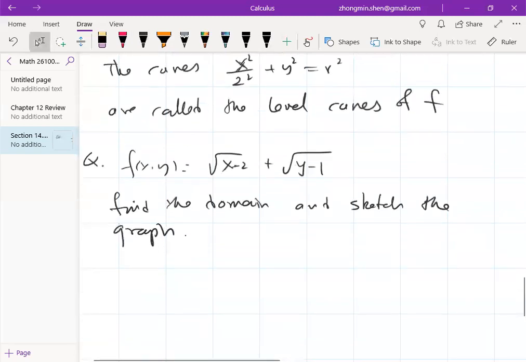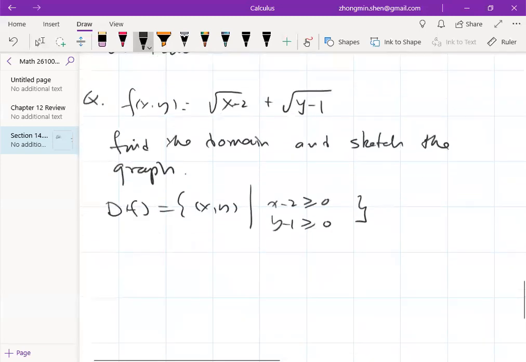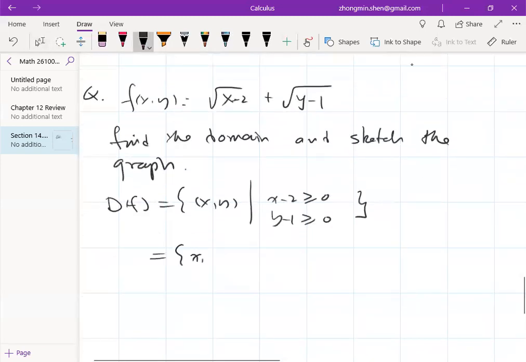You can use a graphing calculator to check your work, but it's not allowed for quizzes and tests. Okay. So first of all, you have to find the domain, right? The domain of f is going to be a set of x and y. First of all, x minus 2 cannot be negative, and y minus 1 cannot be negative. So you solve these two inequalities, and you will get x greater than or equal to 2, y greater than or equal to 1.